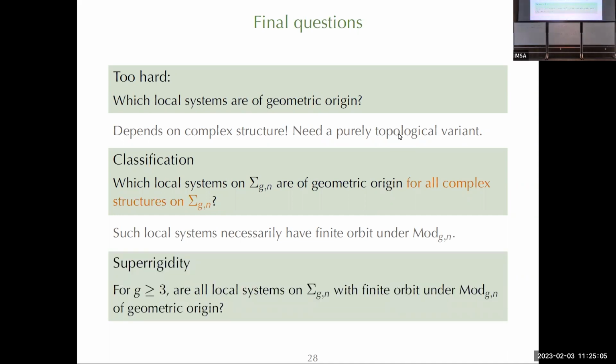The superrigidity question from before predicts that all irreducible local systems on the surface with this property are actually of geometric origin. In other words, being of geometric origin for all complex structures on a surface should be equivalent to having finite orbit under the mapping class group. Okay. Yeah, so those are my final questions.